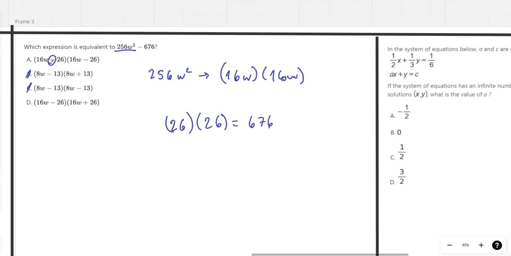And you might want to go with this one because it's got the two negatives. But remember, two negatives make a positive, and actually that would cause a positive 676 here. So really we're going to want to go with D, which if you multiply it back out, you'll find that it is exactly that original form that we have up top.